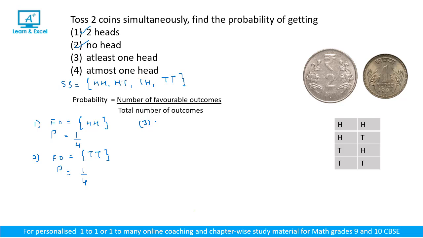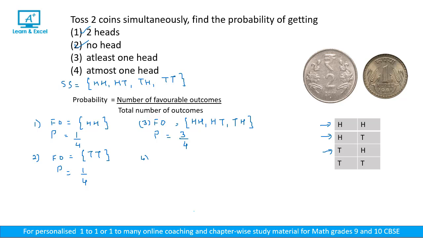At least 1 head means that the minimum number of heads is 1, or we write all the probabilities of getting a head larger than 1. So larger than 1 means we will write 1 head and 2 heads. We write only 1 head and 2 heads because we are tossing only 2 coins. So getting 1 head is HT and TH, and getting 2 heads is HH. So our favorable outcomes will be HH, HT and TH. So the probability will be equal to the number of favorable outcomes, which is 3, and the total number of outcomes, which is 4. So it is 3 by 4.